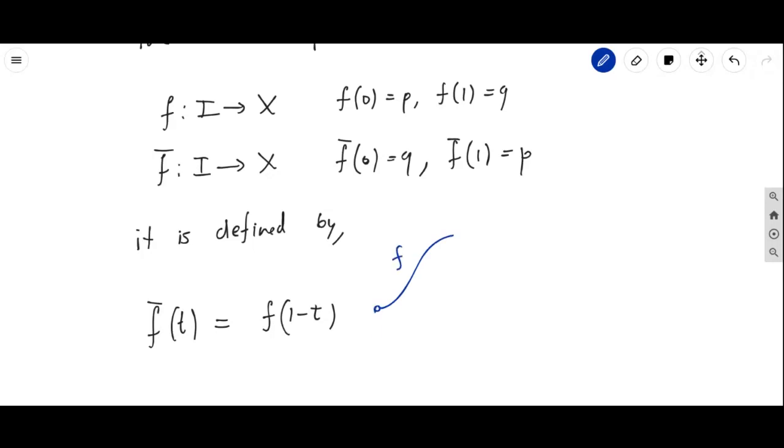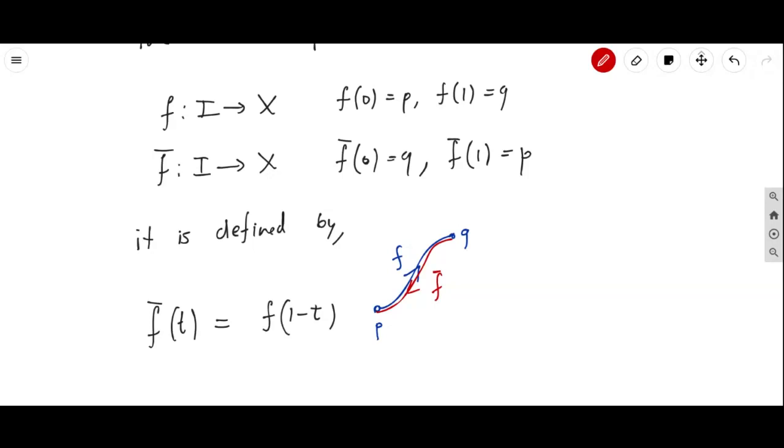So this is the path that, it's the exact same path, but it just goes in the opposite way. So if this is the path that goes from P to Q, and it has this orientation, then the reverse path, it's the exact same path, but it has an opposite orientation. It goes from Q to P. So that's what this is. So you can always flow backwards. So we call that the reverse path.